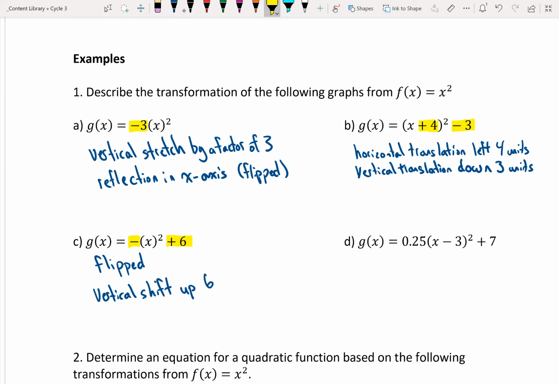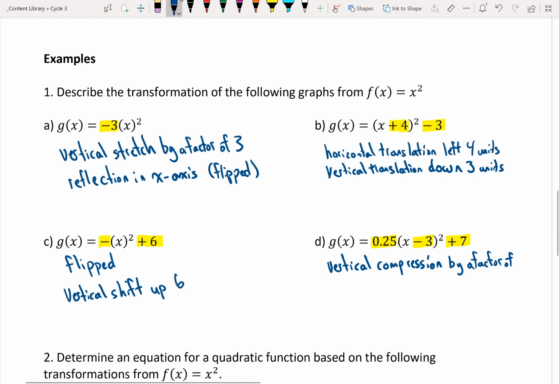For D, we have 3 things to look at here. We have an A, an H, and a K all there. So again, referring back to the last page, if we forget, the A value tells us the stretch or compression, and then whether it is reflected or flipped. It's a positive value, so that means there's no reflection. It is between 0 and 1, so that means we have a vertical compression by a factor of 0.25.